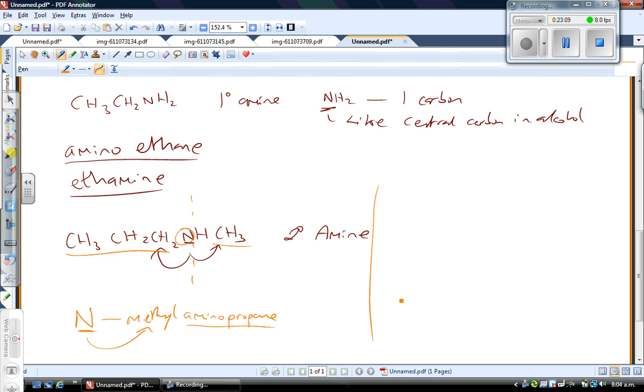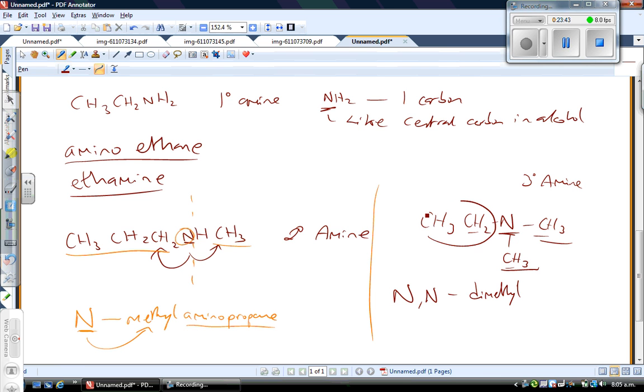And to just show you what a tertiary amine would look like, back to my darker color here, you could have CH3, CH2, your nitrogen stuck right there, CH3, and then CH3. Because the nitrogen is now stuck onto 3 different carbons, this would be a tertiary amine, and this would be named N,N-dimethyl. So onto the nitrogen you have 2 methyl groups, and then the remainder is going to be aminoethane.